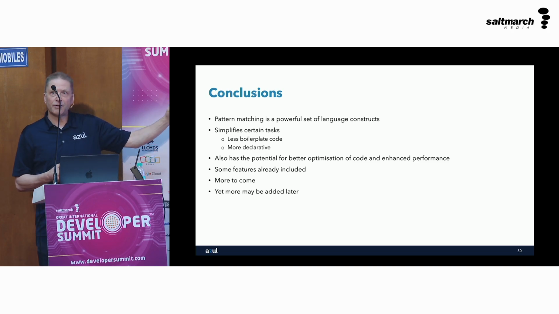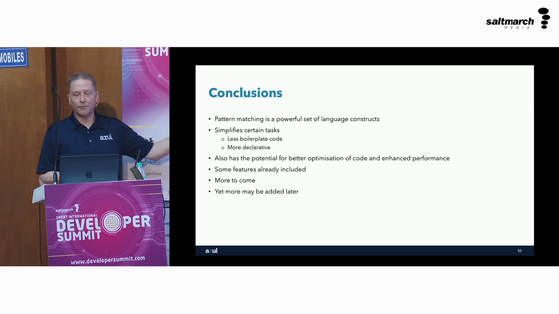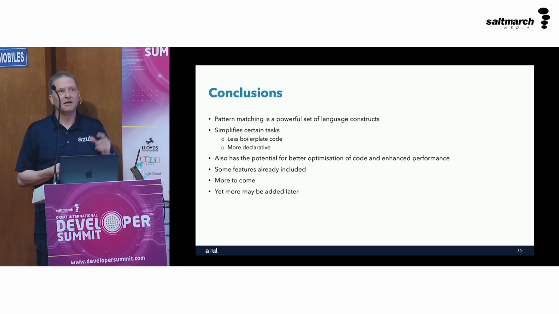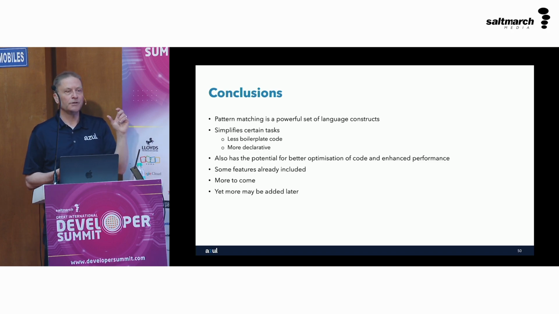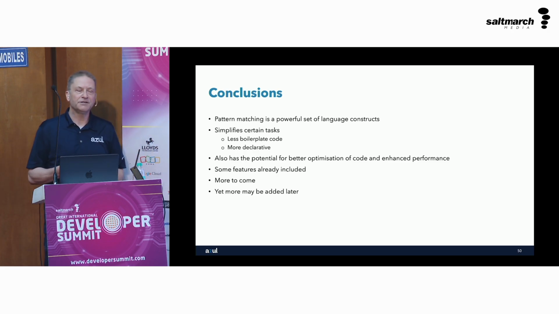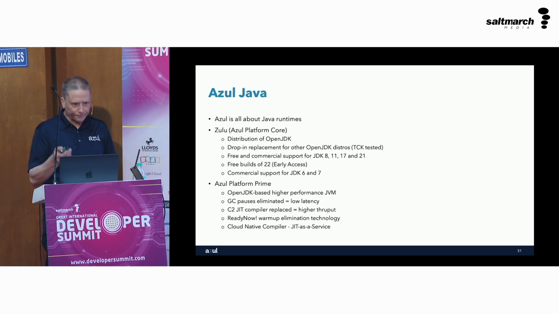Some of these features have already been included. There is more in the pipeline. I would expect to see more coming out later. There was a proposal for doing deconstruction patterns with arrays, but they added that as a proposal, then never actually included it, and they backed out from that. But there are other ideas for more pattern matching that will happen in Java.